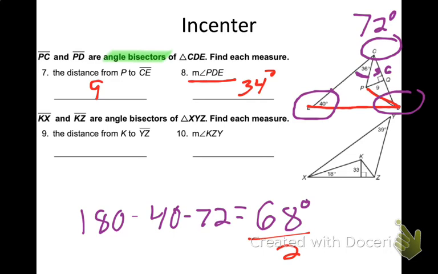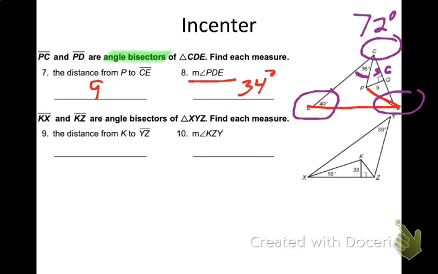Good work. All right, we're going to try number 9. Number 9 is very similar. I'm looking at the bottom triangle now. The distance from K to YZ. Oh, sorry, I missed it again. KX and KZ are angle bisectors. So recognize angle bisectors cut the angles in half, forms the incenter.